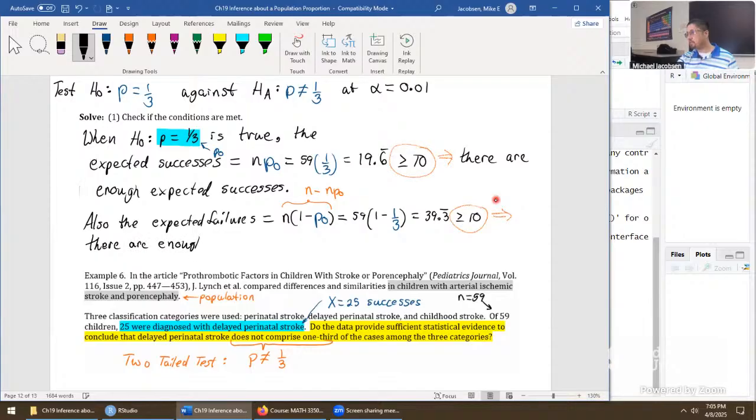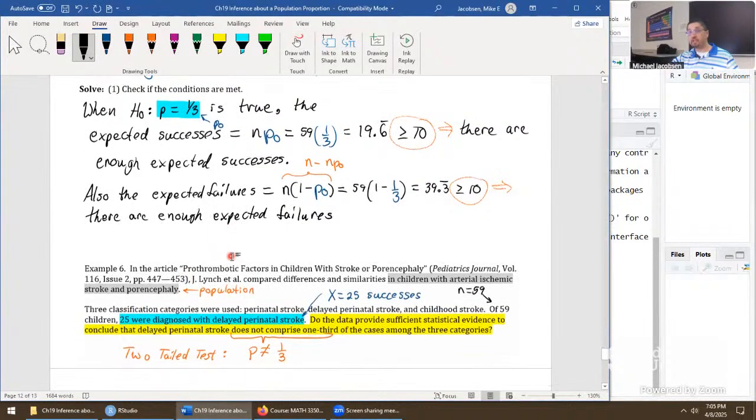enough expected failures. This means the sample size really was large enough at 59 for this particular problem. So we're ready to run through the data.